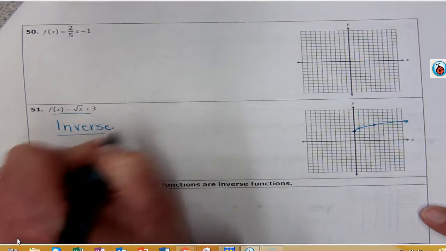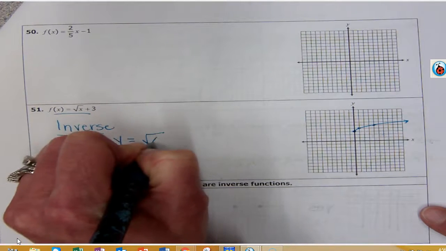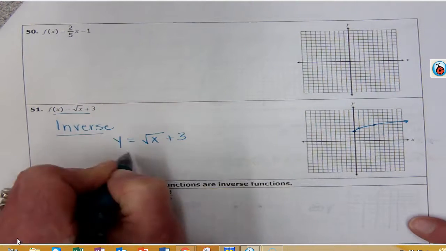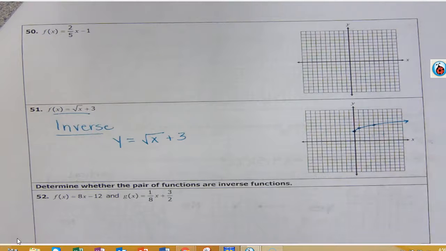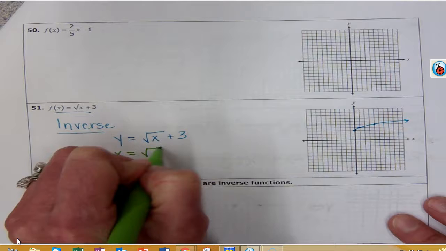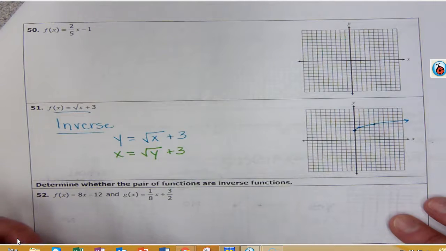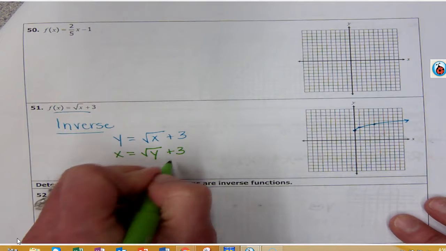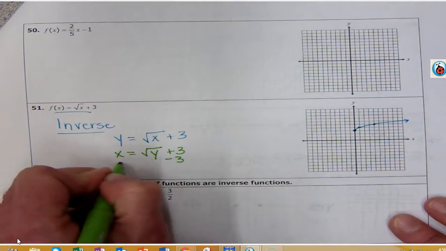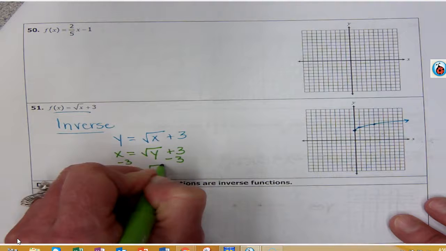To find the inverse, again, you're going to switch your x and your y. So you've got y equals the square root of x plus 3. You're going to switch your x and your y. X equals the square root of y plus 3. To solve that, you want to isolate your radical first. So you'd subtract 3 from both sides. X minus 3 equals the square root of y.